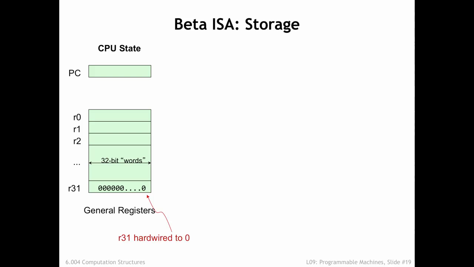Register 31, or R31, is special. Its value always reads as 0, and writes to R31 have no effect on its value. The number of bits in each register, and hence the number of bits supported by ALU operations, is a fundamental parameter of the ISA. The beta is a 32-bit architecture. Many modern computers are 64-bit architectures, meaning they have 64-bit registers and a 64-bit data path.